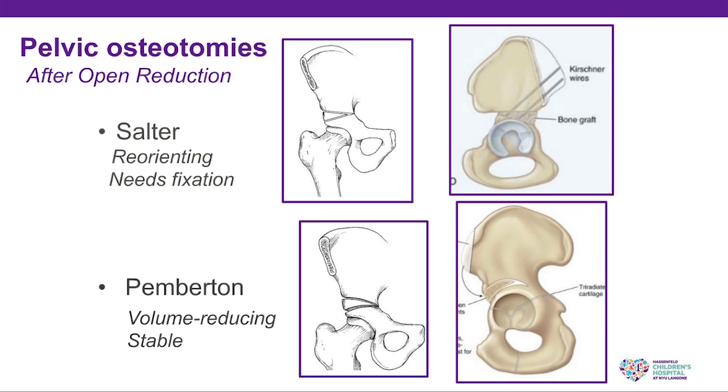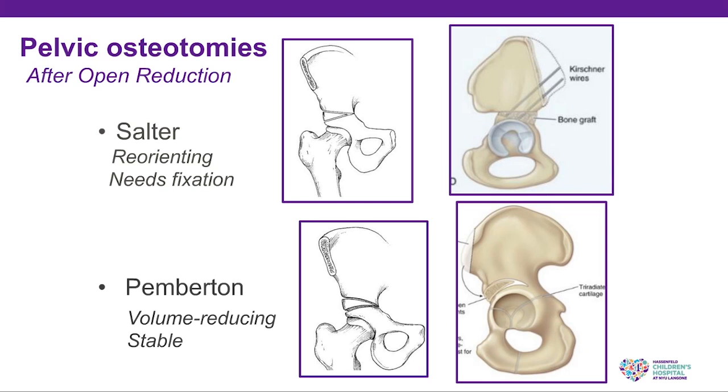The Salter is an osteotomy that's made above the hip joint through the acetabulum, and you're actually able to take and manipulate that shallow acetabulum, that shallow piece of the pelvis, and bring it over the femoral head. It does need to be fixed. That's usually fixed with some K-wires and some graft to hold it into place.